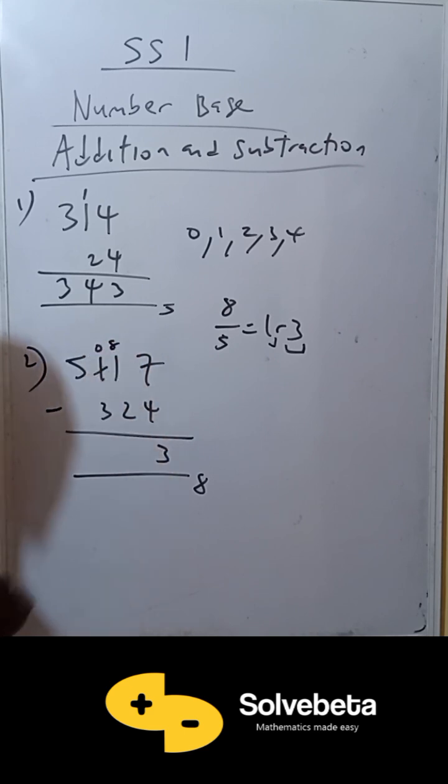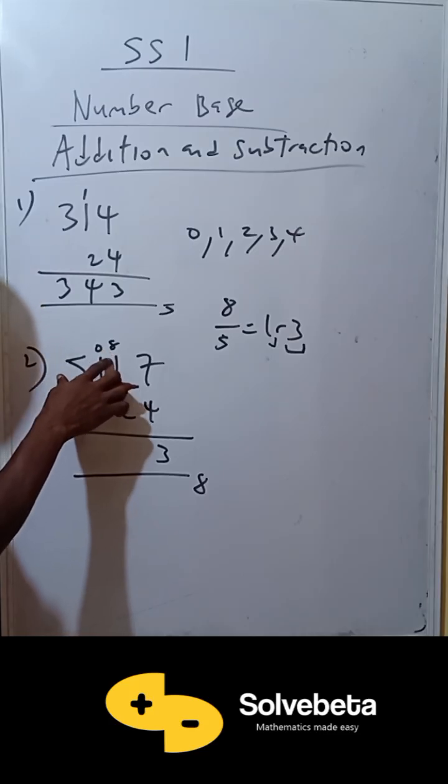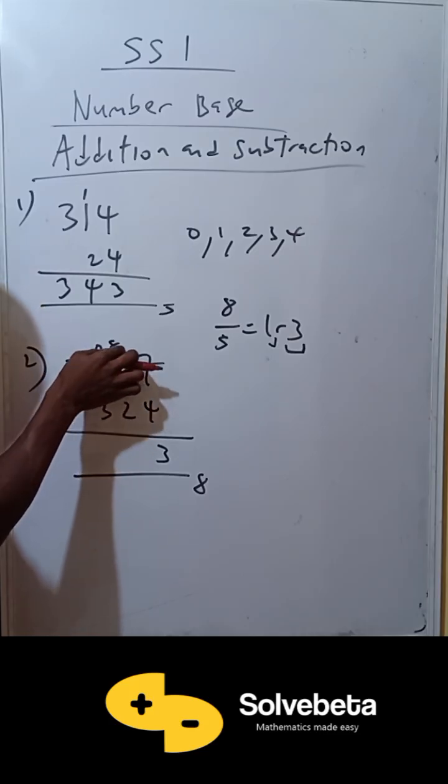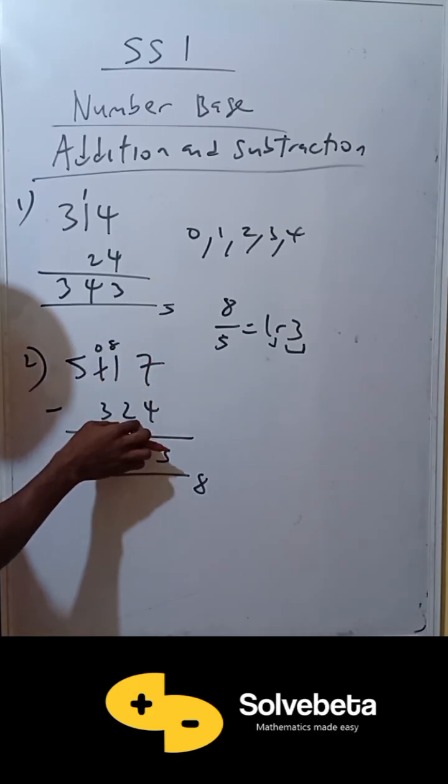It is 8. When that 1 comes here, it is not 10. It is 8, because we're in base 8. You now add it to this one. 8 plus 1 is 9. 9 minus 2 is what?